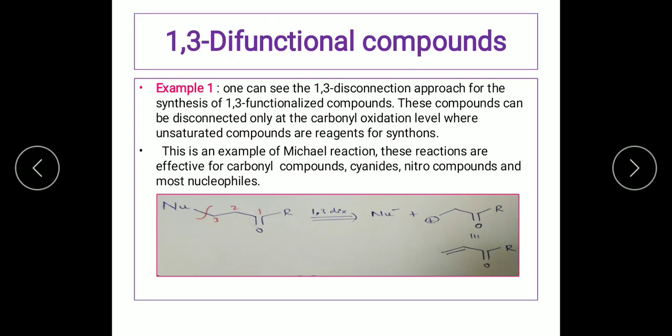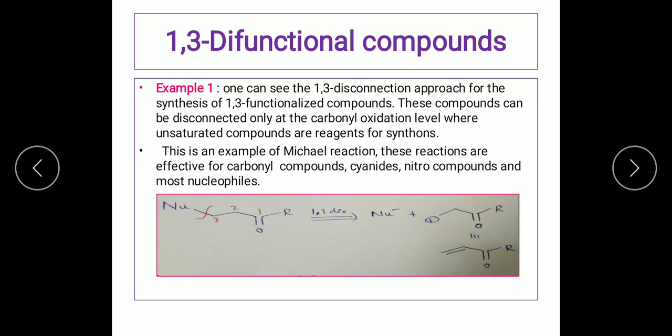Now let us go back to this equation, example 1. So here also you can see the same type of reaction, that is Michael reaction, is going to take place in these kinds of examples, that is 1,3 disconnection. See here what happens is the synthetic equivalent is going to be NuH and it is going to be a ketone, an unsaturated ketone. That is nothing but alpha beta unsaturated ketone is going to be formed here as these two synthetic equivalents.